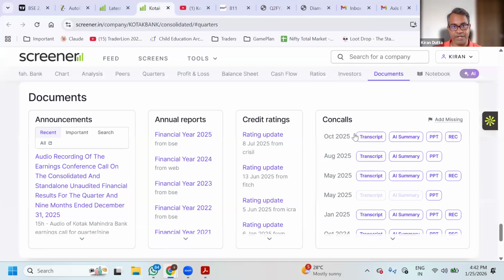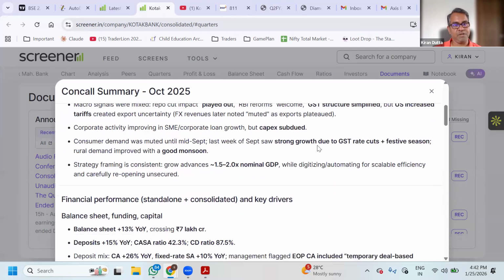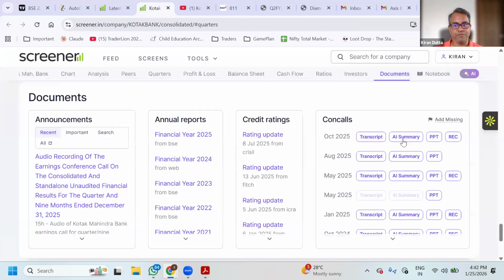In case you don't have time to read the transcript, the PPT, or the recording, you can click on AI summary. It will give you the AI summary about what is happening. But I strongly feel initially you need to put in that hard work of going through the transcripts and the recordings. Only then you will be able to build the positioning in terms of how a particular company is behaving, what to read, what to look, what not to look. So this is in general.